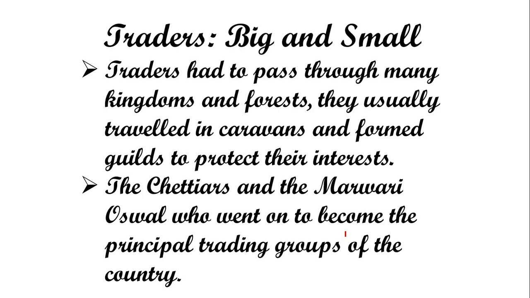The Chettiyars and Marwari Oswals, these were the two main trading groups in the southern part of India. Okay, principal means main trading groups. So this question is sometimes asked for 1 mark: name the two main trading groups of the south of India. So these are Chettiyars and Marwari. So who were Chettiyars and Marwari? Trading groups of south India.